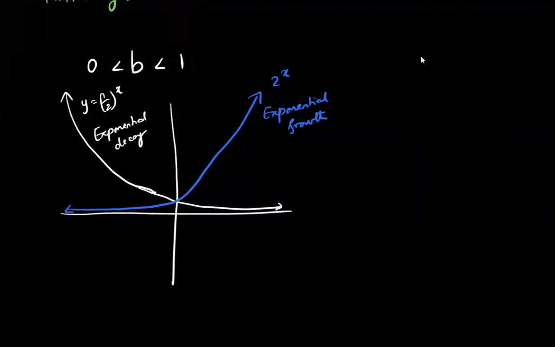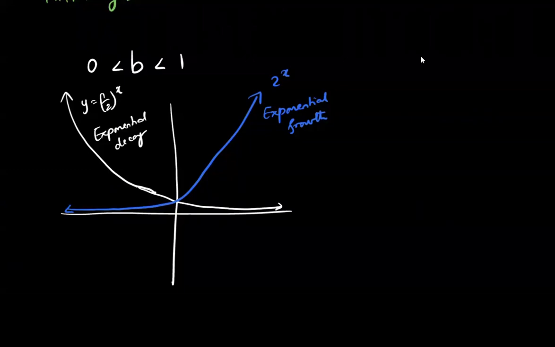As you can see, 1/2 to the power of x is constantly decreasing, whereas 2 to the power of x was constantly increasing. Both of them have the same domain, same range, same y-intercept, but one is a growth, one is a decay.